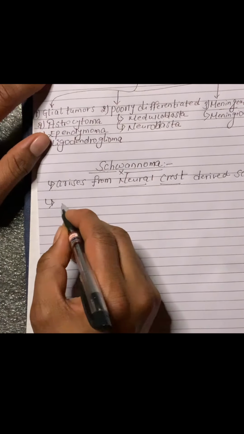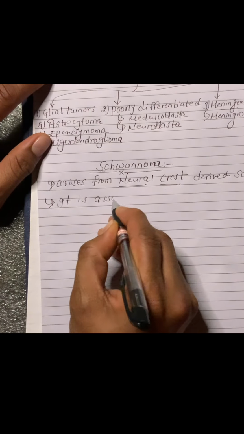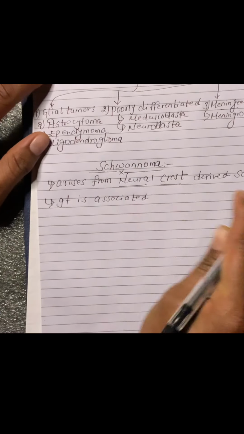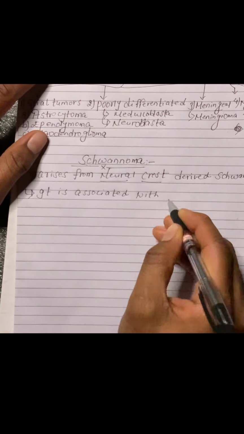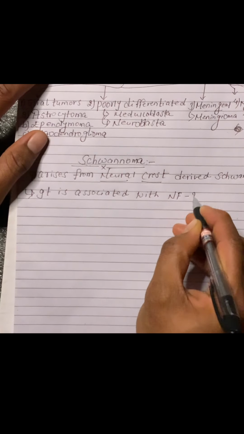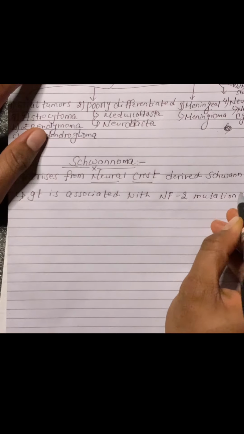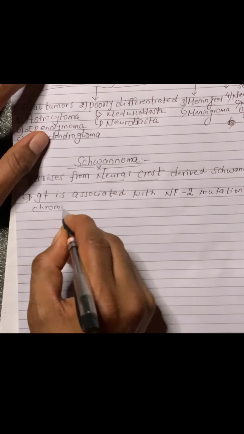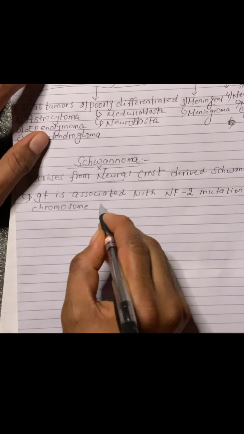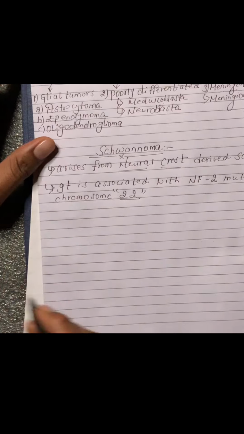The second point we can write here is how this is occurring. It is basically associated with, very high yield point guys, an NF2 (neurofibromatosis type 2) mutation, which is present in chromosome 22. Okay, this is very important.